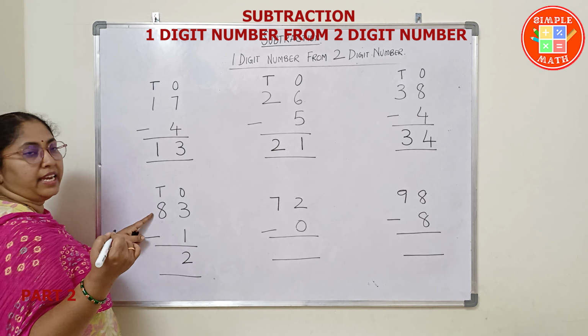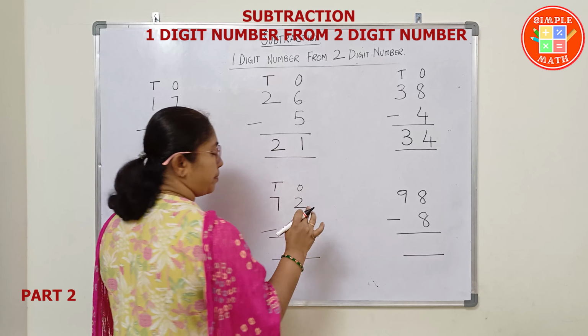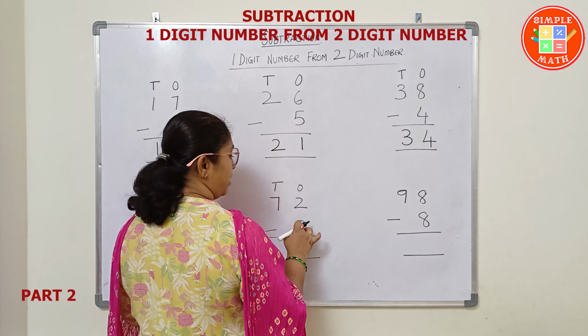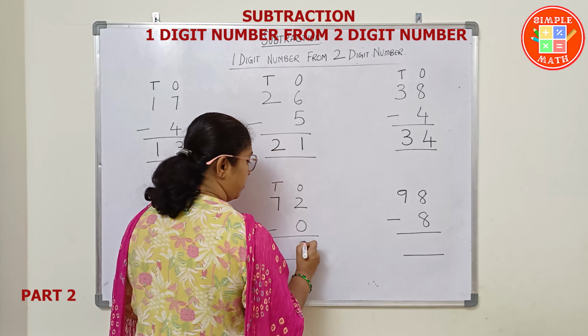The next here, ones column, tens column. We always start subtraction from the ones column. When you subtract 0 from any number, you get the same number. There is no need to carry. That is the rule. So write 2 directly and this 7 here in the tens column. So the answer is 72 minus 0 is 72.